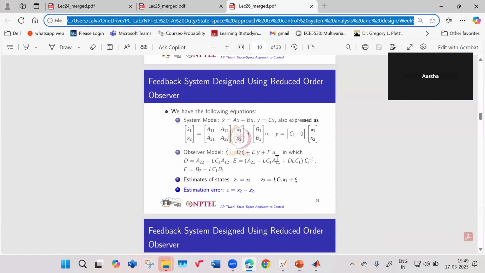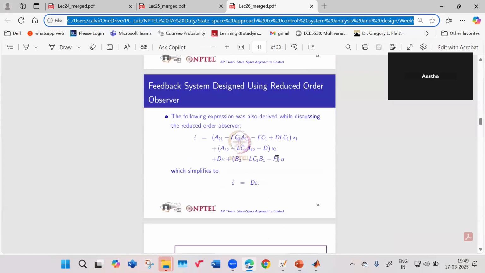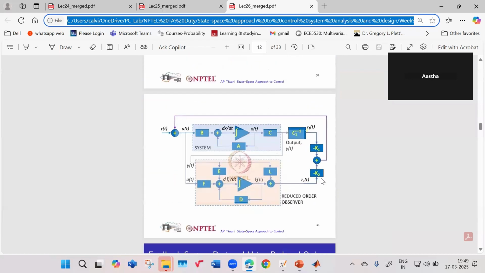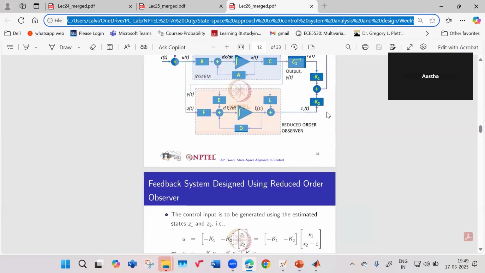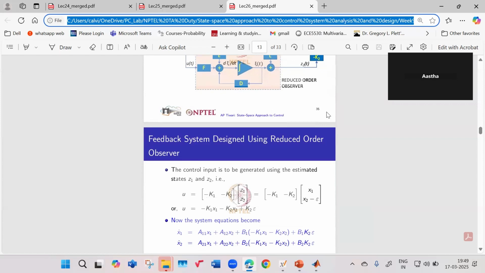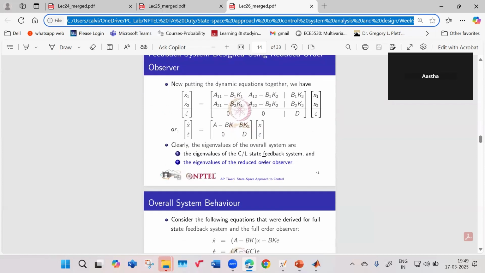And feedback system design using a reduced order observer has also been shown, where a reduced order observer is used to determine our closed loop control system. Again, we have decoupled the closed loop state feedback system and the eigenvalues of the reduced order observer. They are again decoupled. This has been proved again.